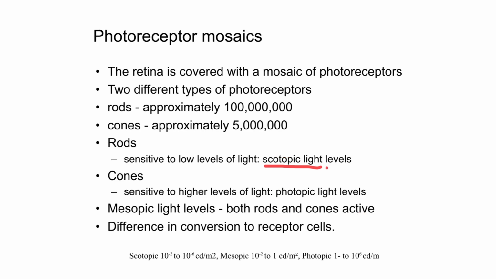By the way, in the scotopic light levels, only rods are active, so cones cannot create sight at the scotopic light level. But when we come to photopic light level, only cones are active. But in the mesopic light levels, at the intersection point or at the middle point between scotopic and photopic light level, both rods and cones are active. But there is a difference in conversion to receptor cells. You can see it here.